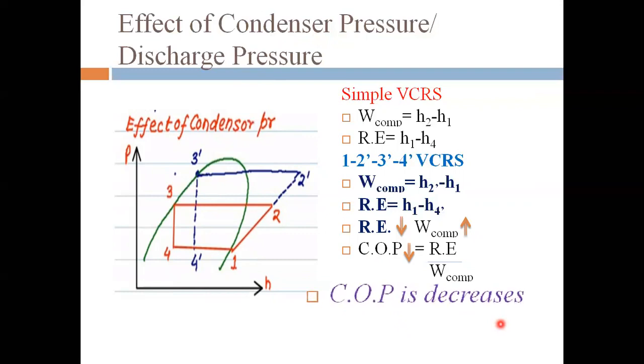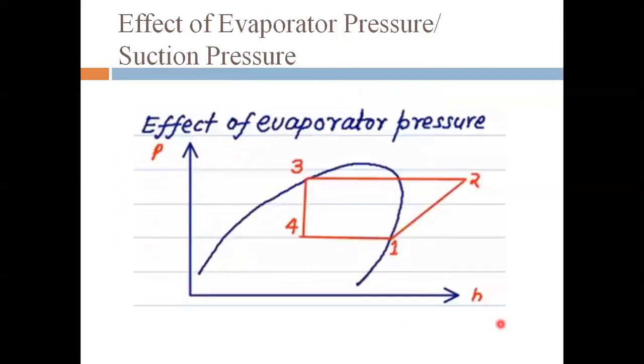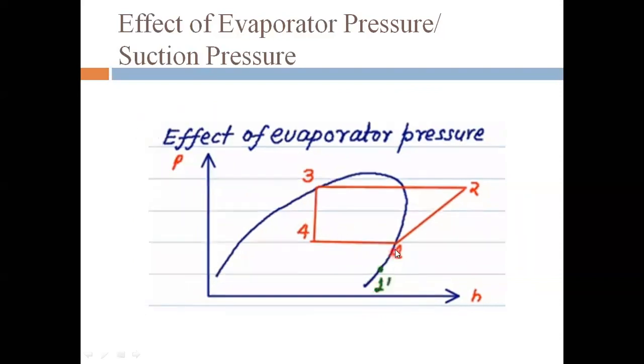Now the effect of the evaporator pressure, another name for which is the suction pressure. In that case, this is a simple pH diagram 1, 2, 3, 4. I want to analyze 1 to 4. I want to change the evaporator pressure and analyze what the effect is. So in this case, point 1 is shifted to the downside. I am reducing the evaporator pressure.